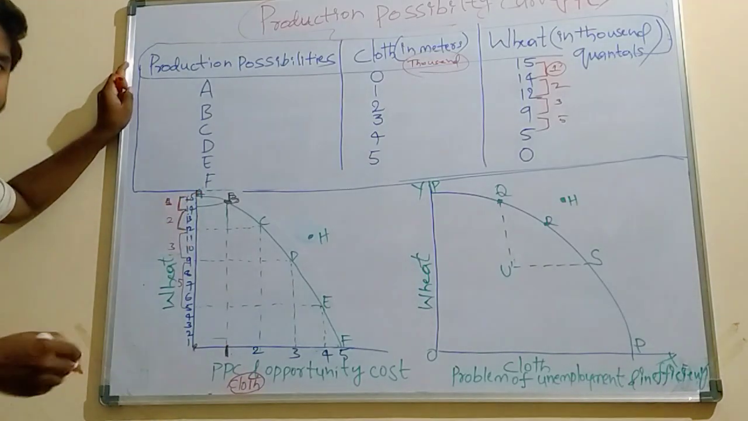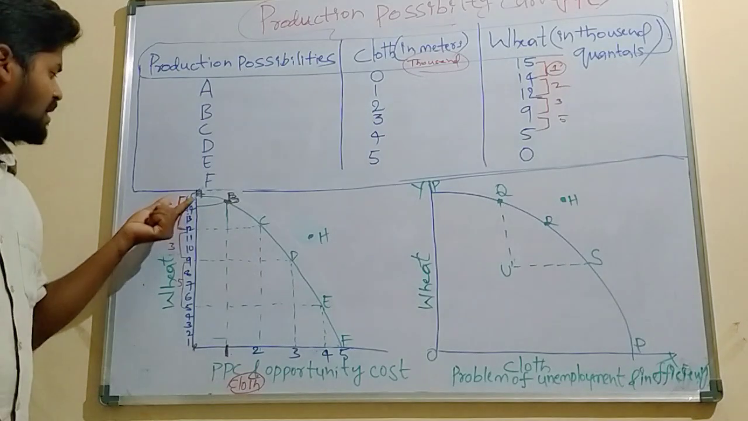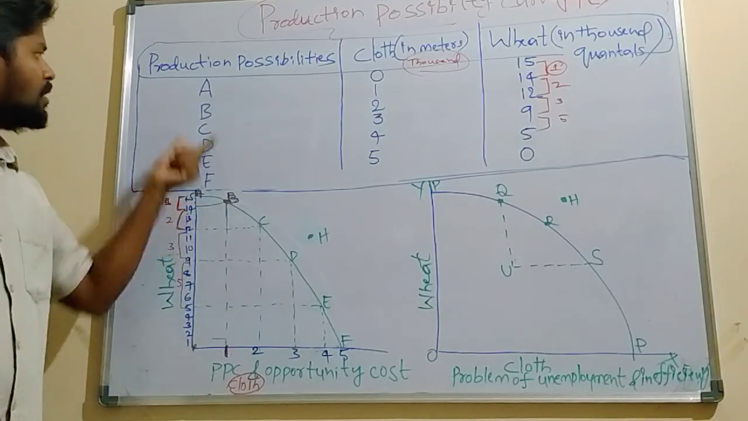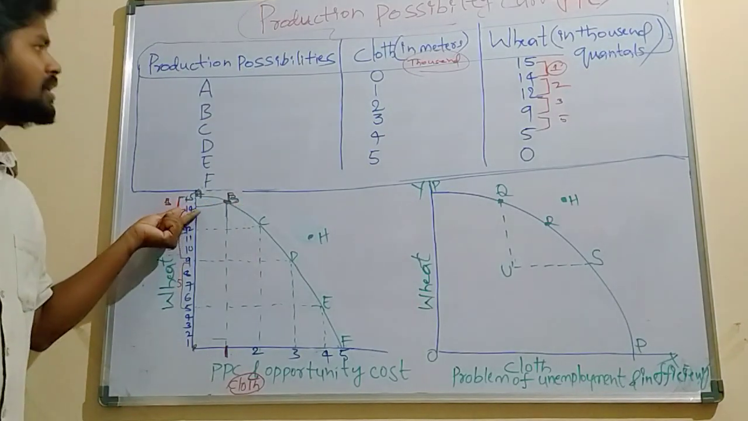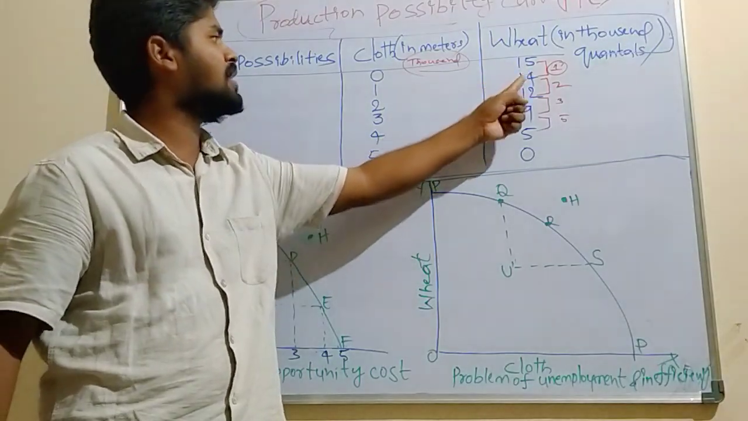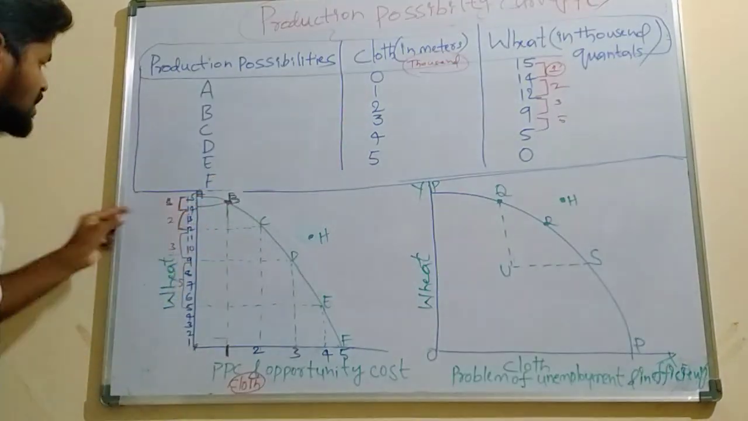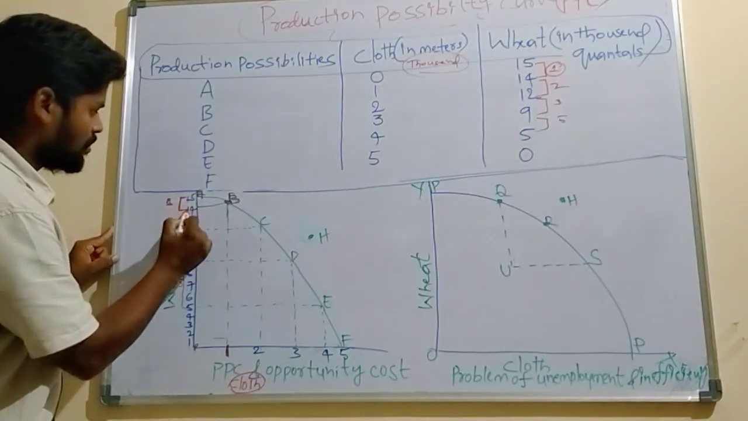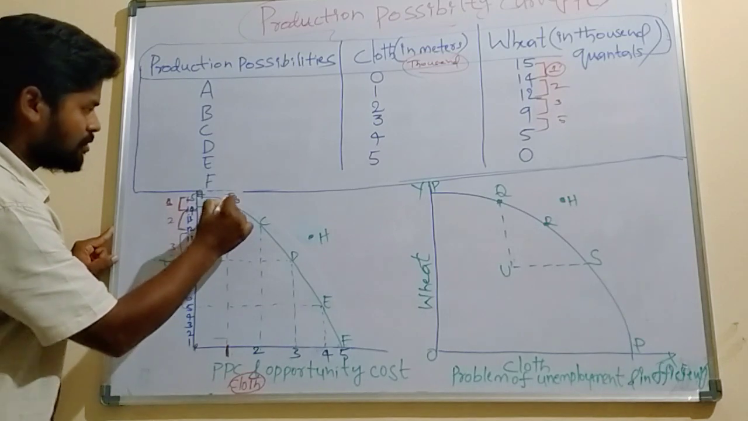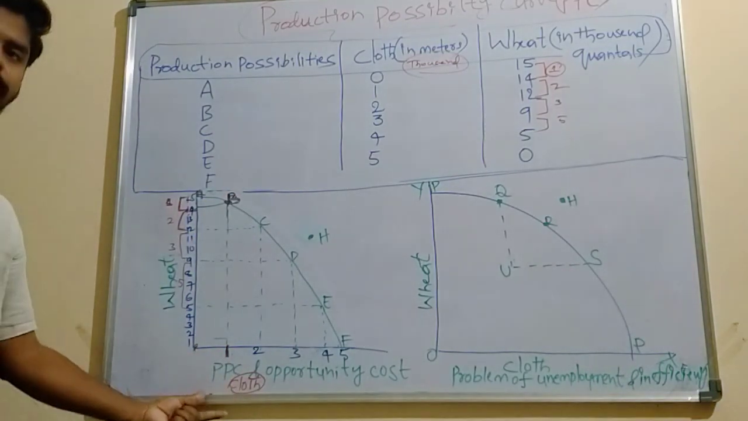Combination A, the production of wheat is 15,000 quintals. Combination B, which is here, 14,000 quintals of wheat and 1,000 quintals of cloth. See here, 14,000 wheat and 1,000. Combination B, which is 1,000 cloth which has been produced.